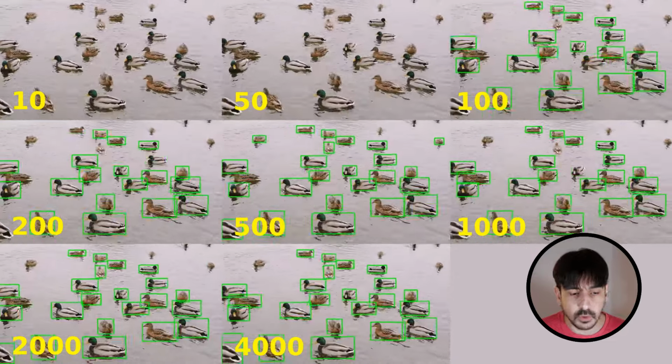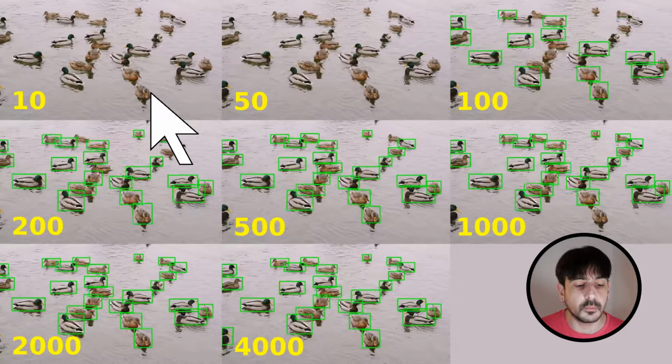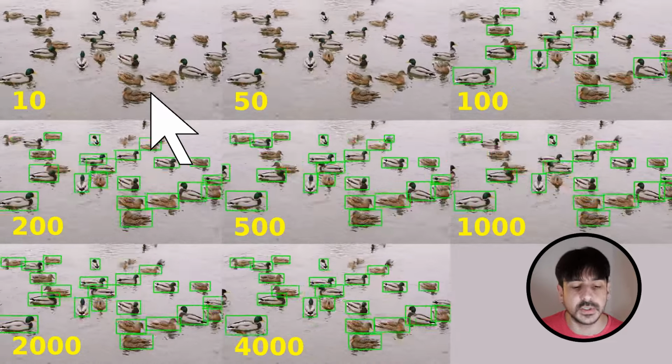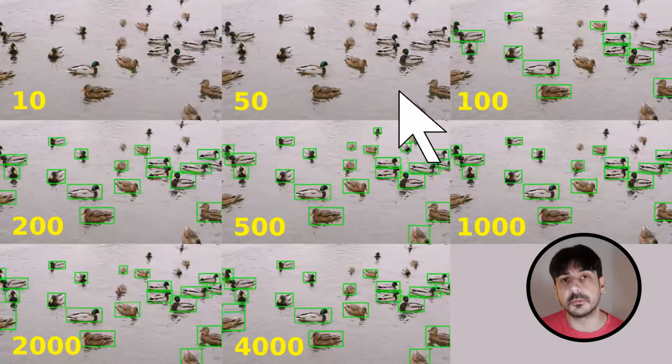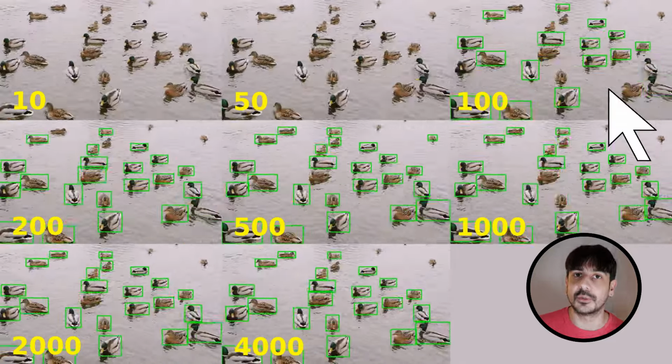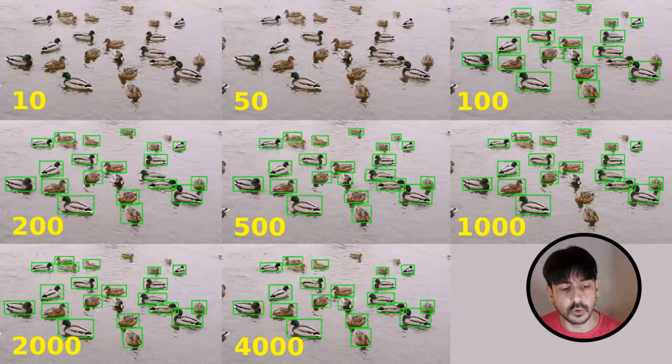So these are the results, and you can see that, for example, in this case, this is the video I produced with the model I trained with only 10 images. Then in this other case, this is the video I produced with the model I trained with 50 images. Then this is the video I produced with the model I trained with 100 images, and so on. These are all the results from all the models.